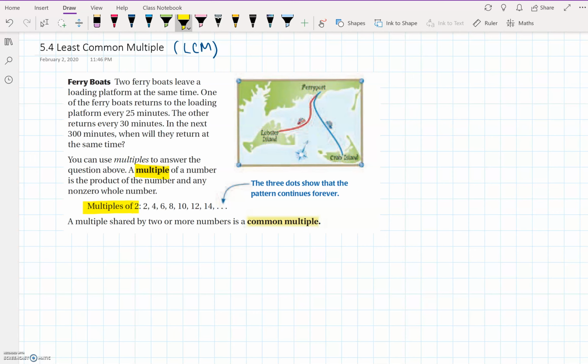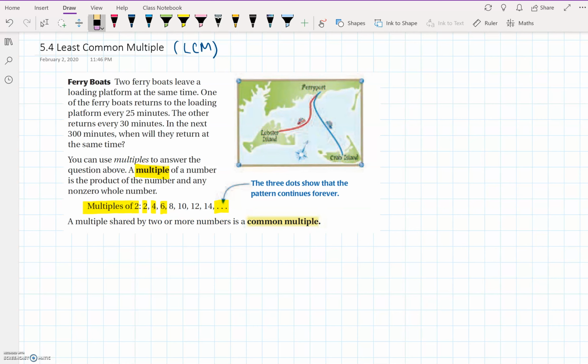Well, if we are looking for the multiples of 2, 2 times any other number will give you a multiple. For example, 2 times 2 gives you 4, 2 times 3 gives you 6, 2 times 4 gives you 8, and so on and so forth, okay? The pattern really continues forever. If you're just looking for a multiple of one number, it continues on and on and on. But if a multiple is shared by 2 or more numbers, then it is called a common multiple. And that's exactly what we are working with today.